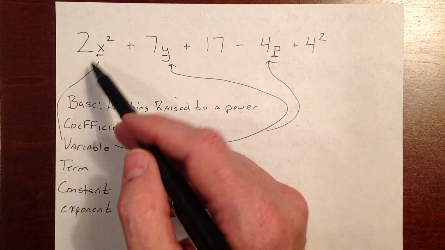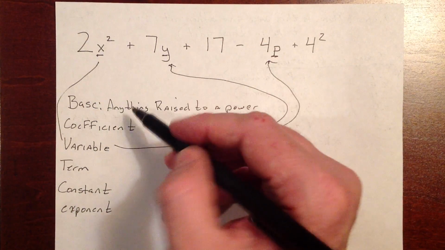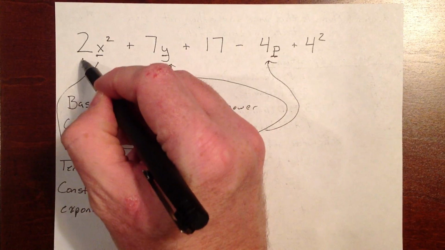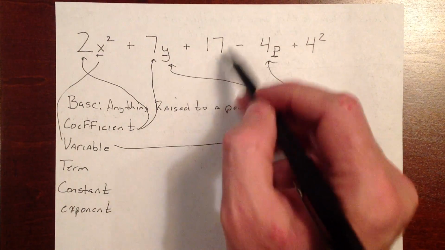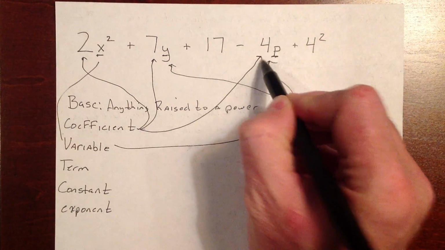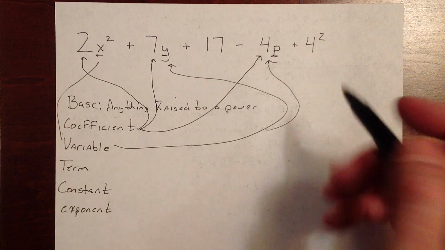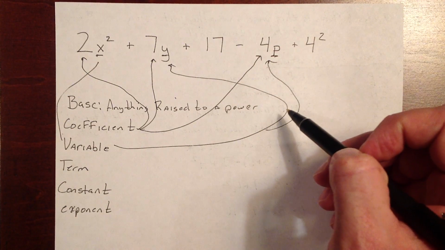Now, the coefficient is what is multiplied, simply what is multiplied by that variable. In this case, it's going to be 2. I'll draw an arrow up here. In this case, it's going to be 7. This doesn't have a coefficient. This is just by itself. In this case, it's going to be 4. This is not a coefficient because it's just raised to the second power.